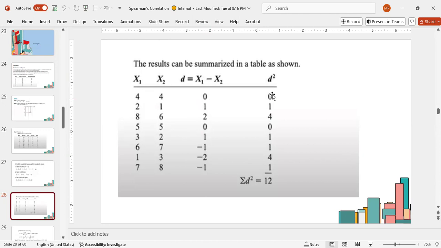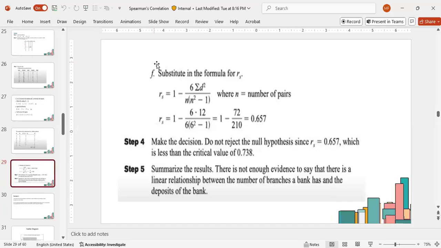Then we'll find the square of these values. 0 square 0, 1 square 1, 2 square 4, 0 square 0, and so on. Then we'll find the sum of all these squares. Sum of these squares, these are the differences. So the sum of these squares is equal to 12. 1 plus 4 plus 1 plus 1 plus 4 plus 1 equals 12.